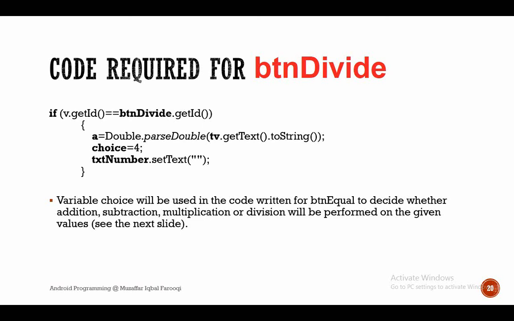This is the code to be executed when the user clicks on divide button at runtime. Here the variable choice will hold the value 4. This choice variable is used in the next slide to decide what operation is required to be performed when the user clicks on equal button. You can see the code of equal button in the next slide.